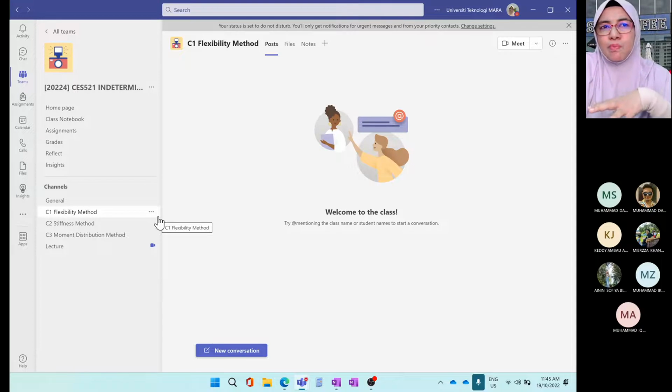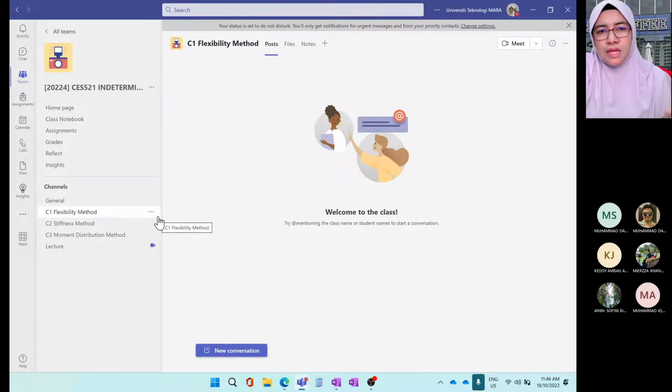So you have to spend time untuk buat all exercise regarding all this, okay, in order for you to understand more and to succeed in flexibility method. Sebab semua yang saya sebut tadi, semua tu will be used in flexibility method.